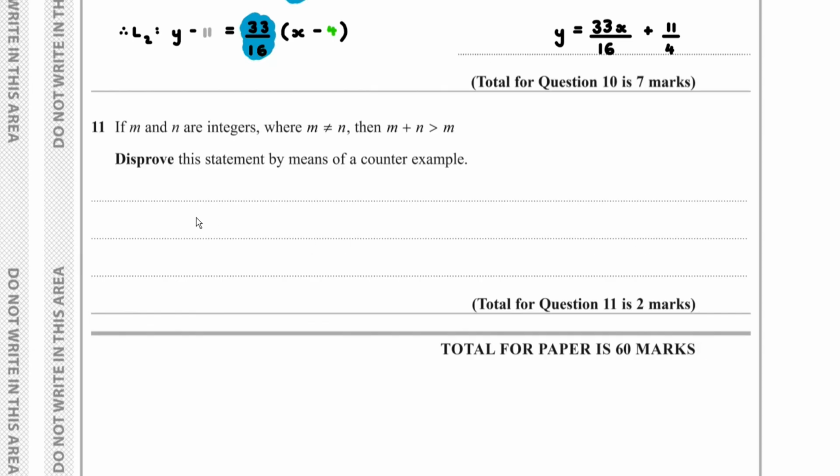Question number 11. If m and n are integers where m doesn't equal n, then m plus n is greater than m. Disprove this statement by means of a counterexample.